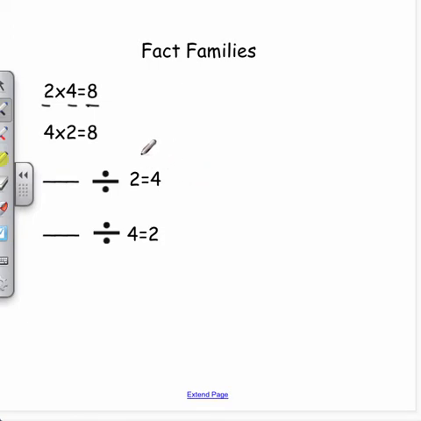I have a 4, I have a 2. Oh yeah, the 8 is what is missing. That must be my missing number. 8 divided by 2 equals 4. Next one down, this time we have the 4 first and the 2 second, but I'm still missing the number 8, so I want to fill that in. 8 divided by 4 equals 2. Now I have my 2 multiplication problems completed and my 2 division problems completed using the same 3 numbers, 4, 2, and 8.